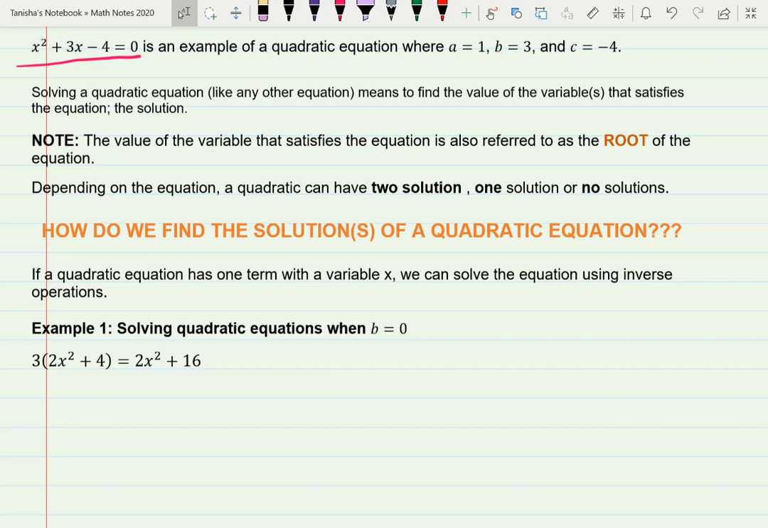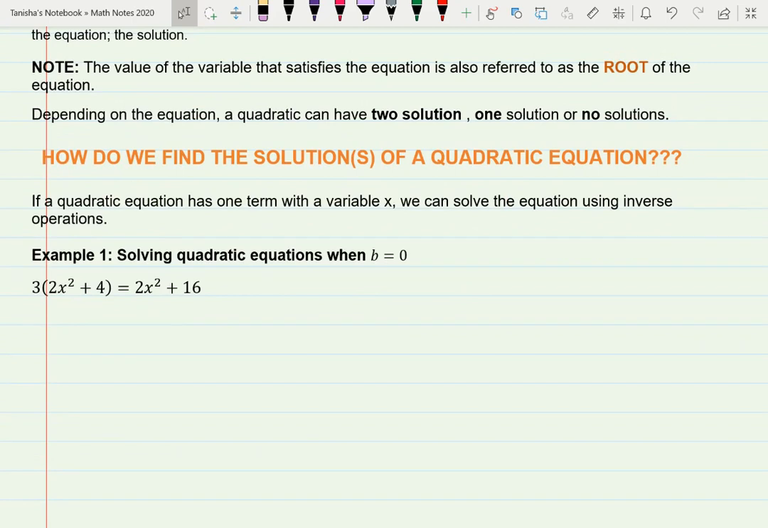Okay, so solving a quadratic equation, like any other equation, means to find the value of the variables that satisfies the equation, which is called the solution, right? So we're trying to figure out what value of x can we input into the equation to make the left side of the equation equal the right side, just like what we did above.